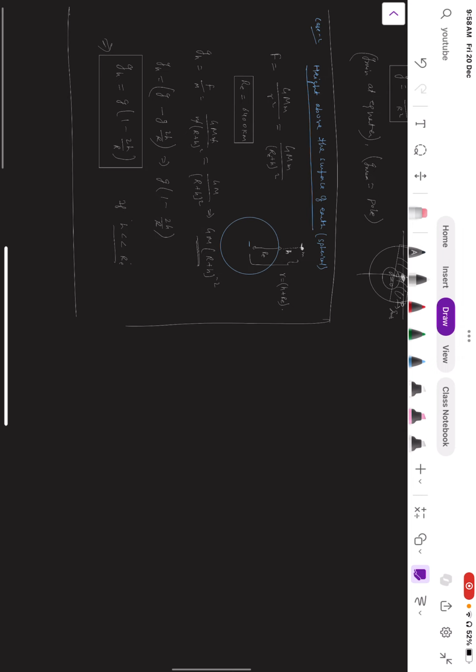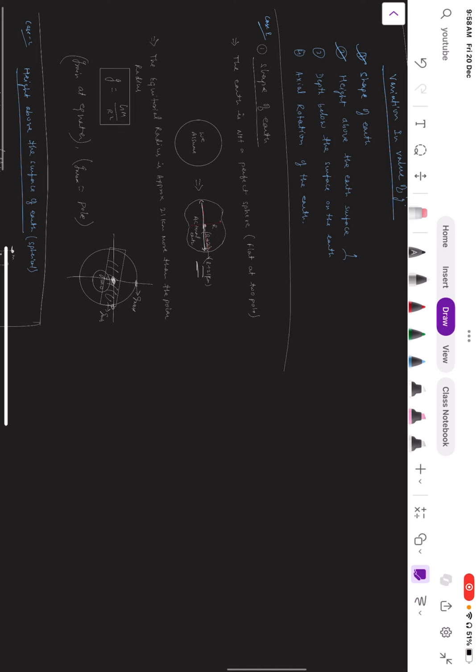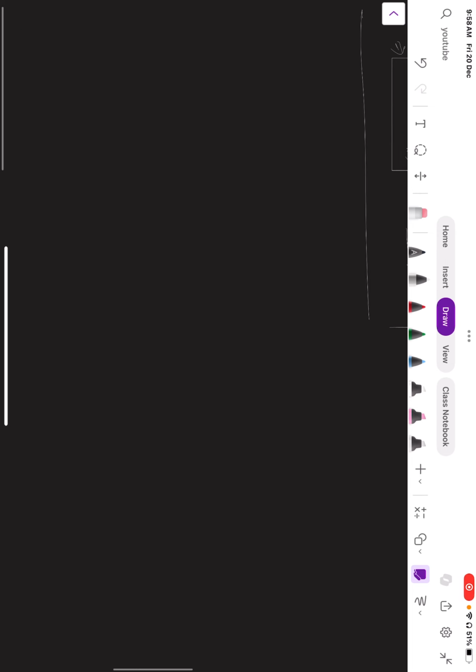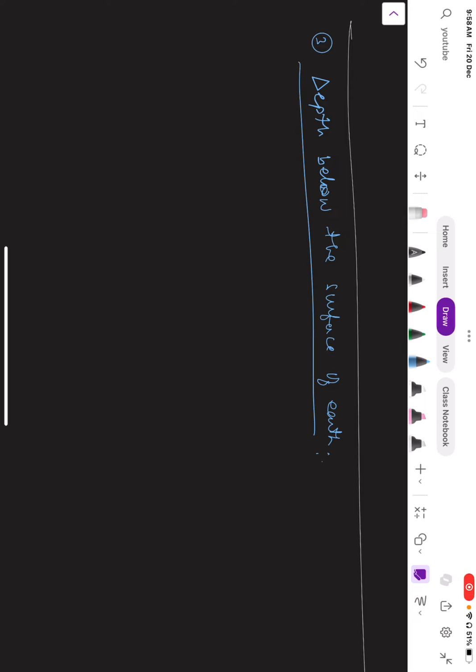And if we're talking about the third case formula, two cases are covered here. The third case is the depth formula, the depth below the surface of earth.